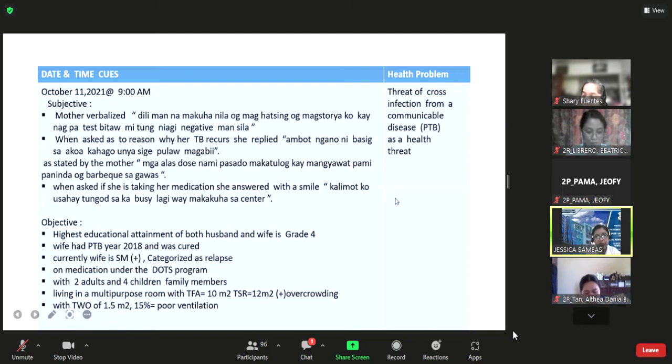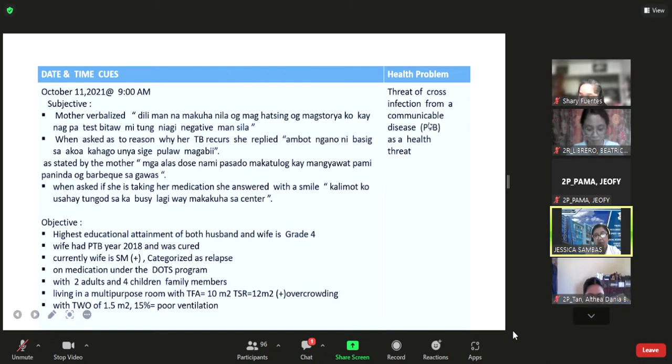So, that is how you are going to formulate your FNCP, starting with the date and time, and then you have the cues. Look through the cues, do not copy everything. Do not take everything wholesale, like what I said. Remove the irrelevant data. Only those relevant that you think can support the problem that you have identified.